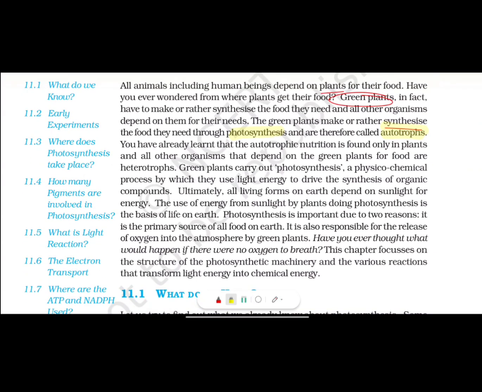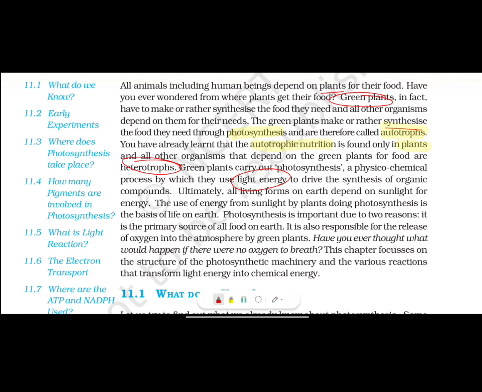You have already learned that autotrophic nutrition is found only in plants. All other organisms that depend on the green plants for their food are called heterotrophs. Green plants carry out photosynthesis, a physicochemical process by which they use light energy to drive the synthesis of organic compounds.